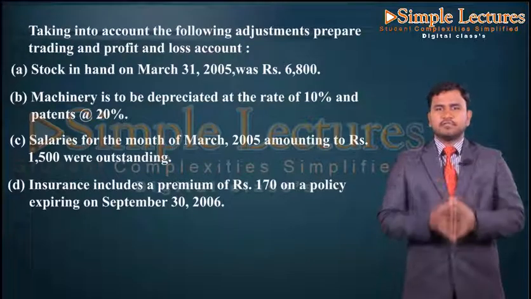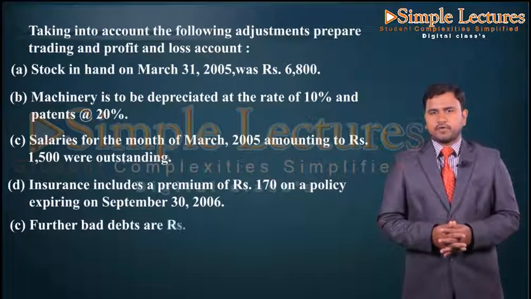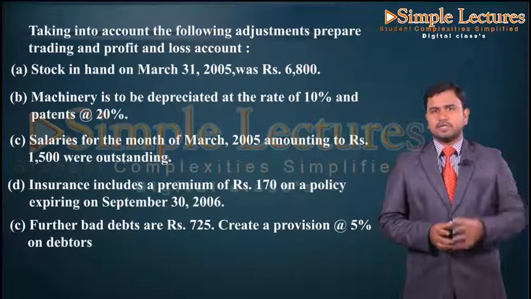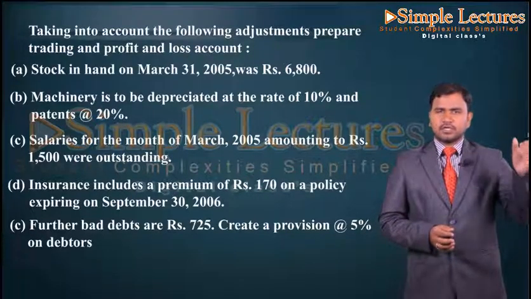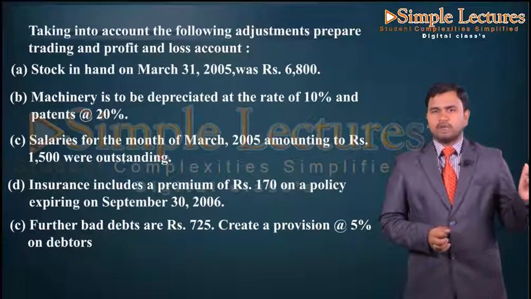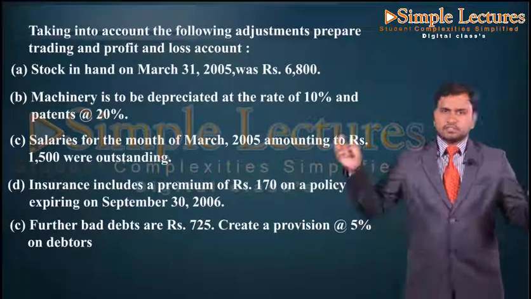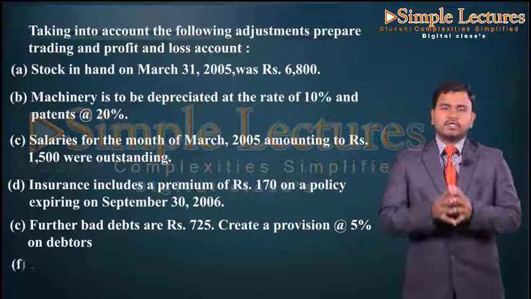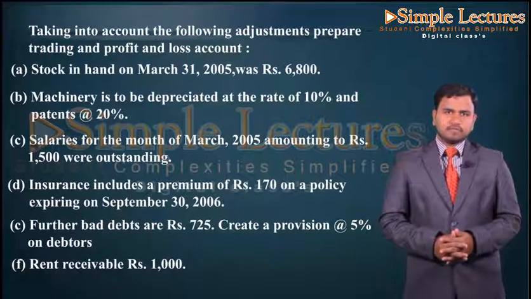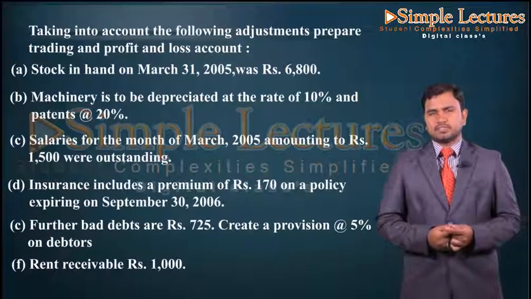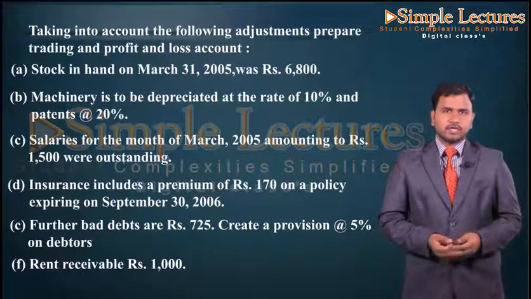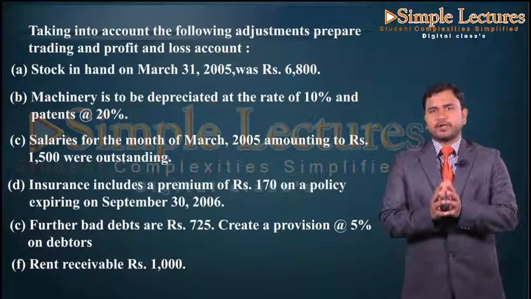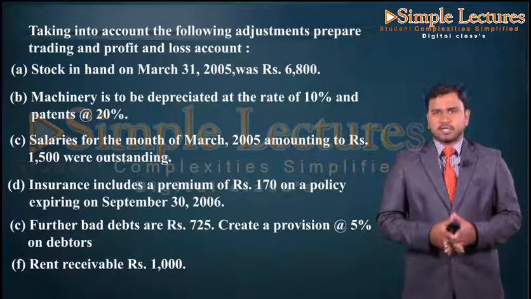Then we have further bad debts of rupees 725, and we create a provision at 5% on debtors. So here we are charging bad debts in the profit and loss account on the debit side, along with the provision of 5% on debtors. The same values will be deducted in the balance sheet on the asset side from the debtors. And rent receivable is rupees 1,000. Rent receivable is what we are supposed to receive, which is our income, today or tomorrow we will receive that. That will be recorded in the profit and loss account on the credit side, and the same will be recorded in the balance sheet on the asset side.